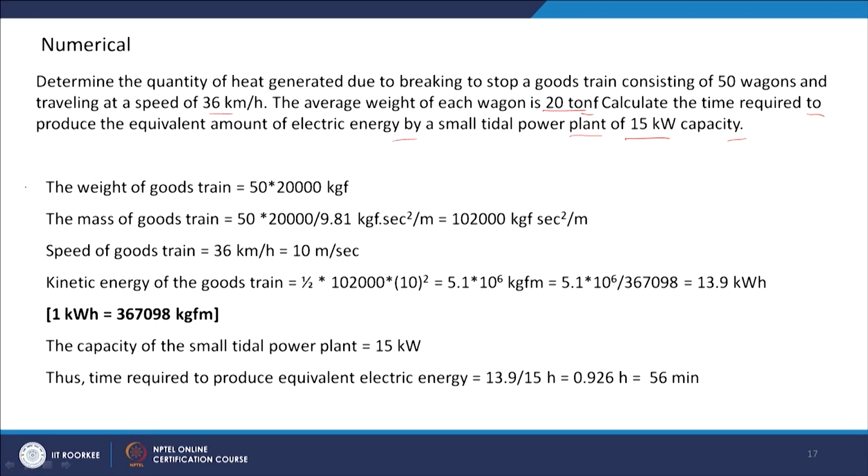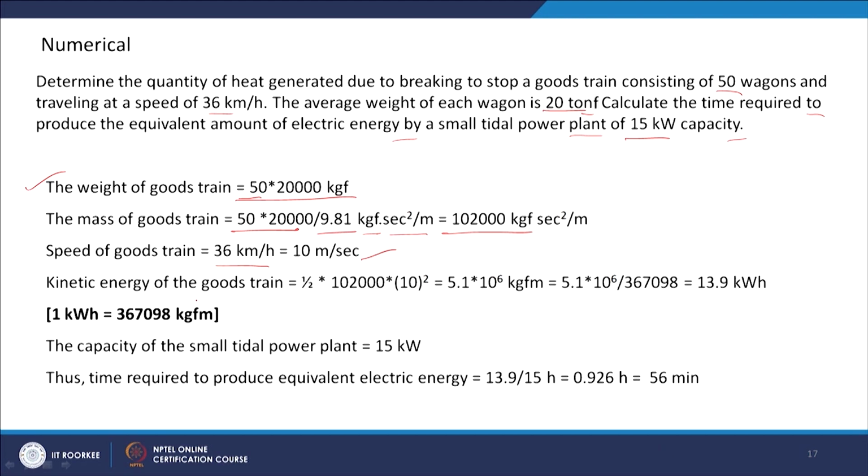So, the weight of the goods train: we have 50 wagons, so 50 into 20 tons, that is 20 into 1000 kgf. This kilo force is the weight of the wagon, and the mass of the goods train is equal to this weight divided by g, that is in kilo force into second square per meter. The speed of the goods train is given as 36 km per hour, that is equal to 10 meter per second.